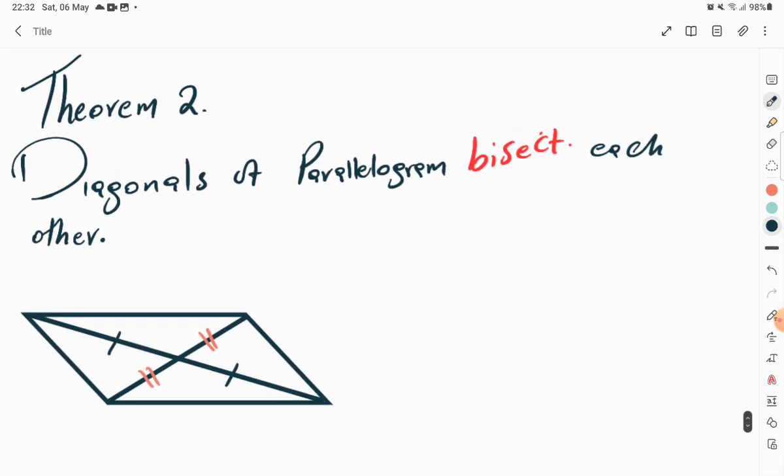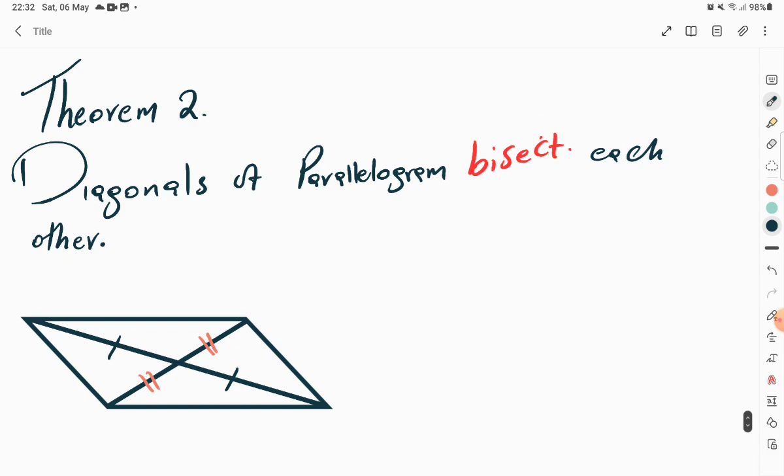Then theorem number 2 says the diagonals of a parallelogram bisect each other. So if a quadrilateral is given, and you can see that the diagonals bisect each other, then that quadrilateral is actually a parallelogram. So you can see that this line has to be equal to this line, and this one has to be equal to that one, in order for this to be a parallelogram. That's theorem number 2.